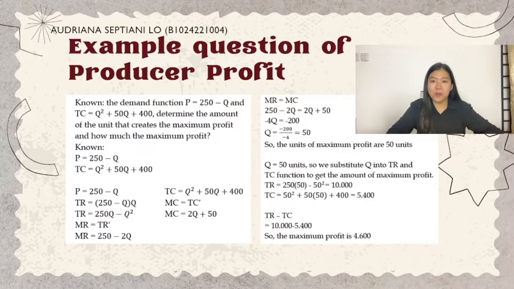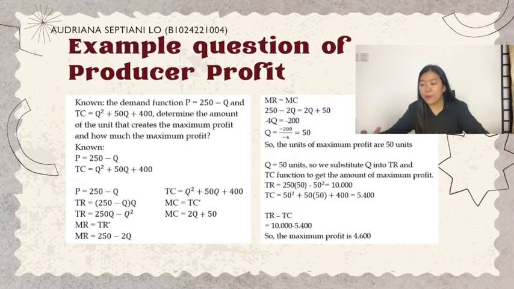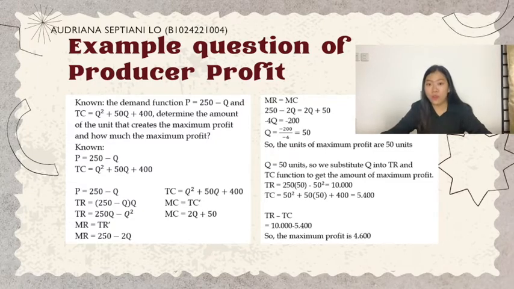Now move to the producer profit exercise question. First, given the demand function P equal to 250 minus Q and the TC is Q power 2 plus 50Q plus 400. Determine the amount of the unit that creates the maximum profit and how much the maximum profit. Given P equal to 250 minus Q and the TC is Q power 2 plus 50Q plus 400.